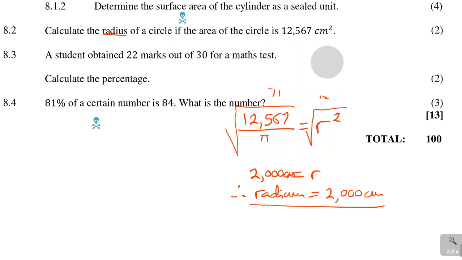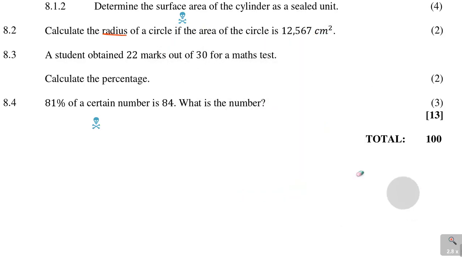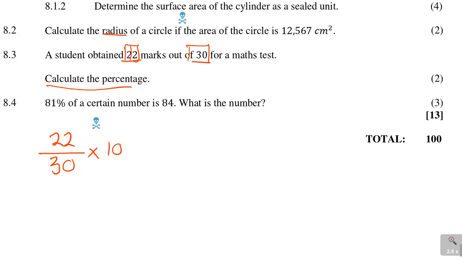Alright, 8.3, it says a student obtained 22 marks out of 30 in a maths test. So the maths test was out of 30, now you get 22 marks. It's still good marks. Now calculate the percentage. So it's 22 marks out of 30 times 100. That's how they calculate the percentage.